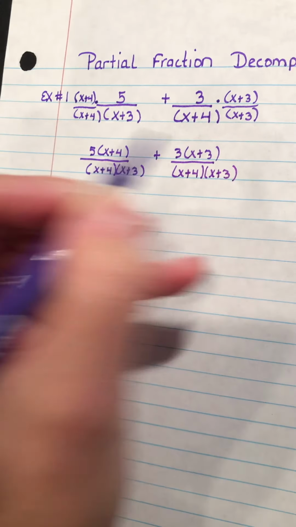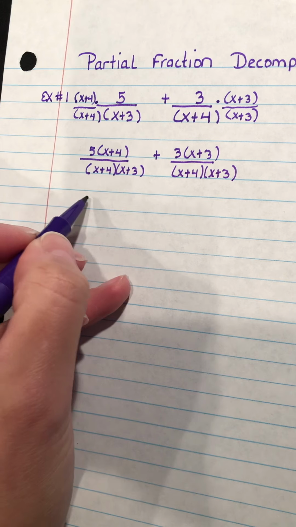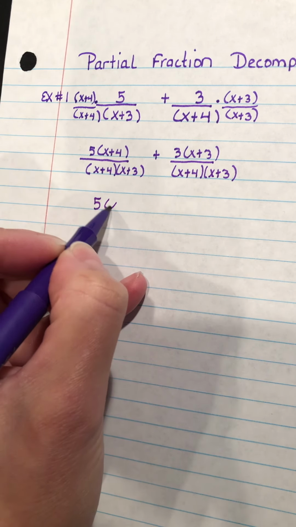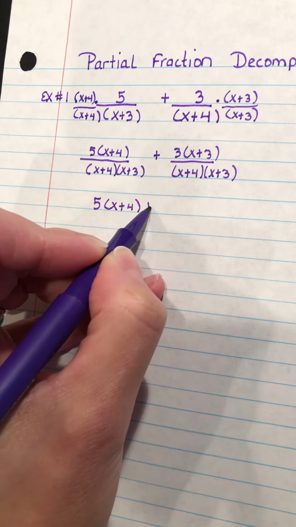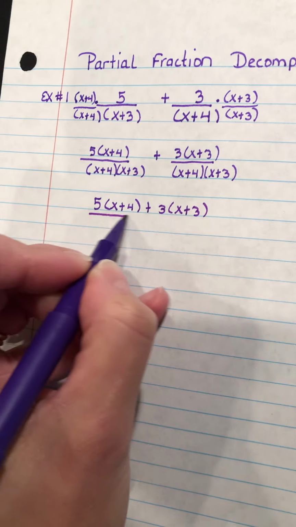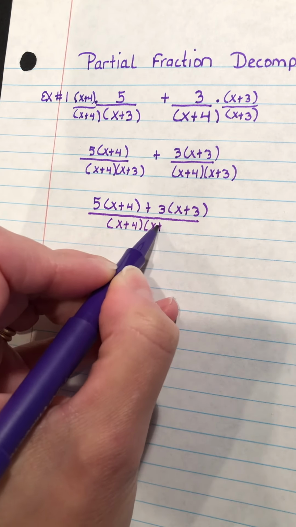And now I can see that my fractions have the same denominator, so I can add the numerators and put everything in one fraction. This becomes 5 times the quantity x plus 4 plus 3 times the quantity x plus 3 all over x plus 4 times x plus 3.